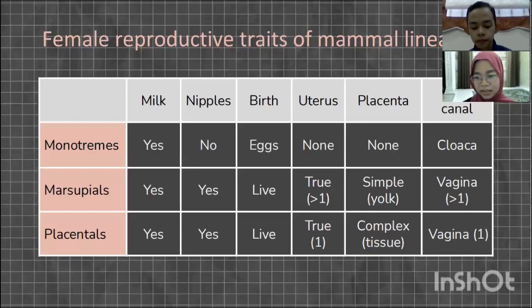their birth canal. For monotremes only, they lay eggs through the cloaca. Because the name monotreme, one hole, refers to that cloaca. And then marsupials have more than one vagina, because as I said before, they have two true vaginas. But placentals only have one vagina.